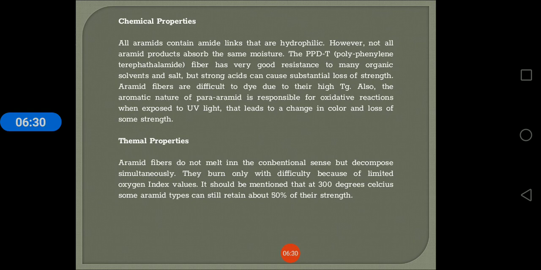Thermal properties. Aramid fibers do not melt in the conventional sense but decompose. They burn only with difficulty because of high limiting oxygen index values. It should be mentioned that at 300 degrees Celsius, some aramid types can still retain about 50% of their strength.